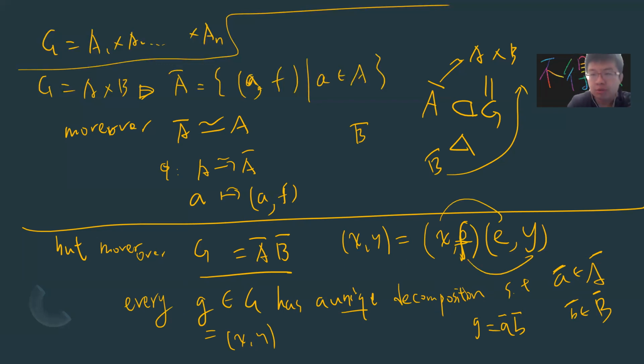Okay, so what we conclude about the property of the external direct product is that there are two subgroups isomorphic to A and B, and each element g can be uniquely determined. So this is very important.